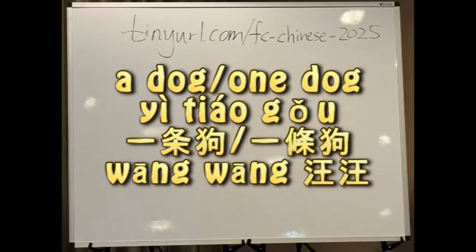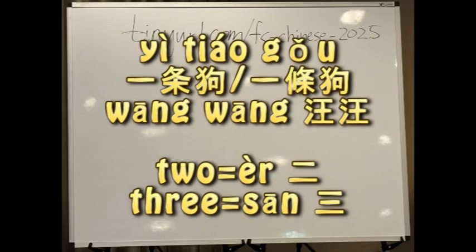And by the way, guess what this means? Two and three, yes. This is pronounced er. And this would be san, first tone. So you know three characters now from working out of this panel. It's very easy to remember.